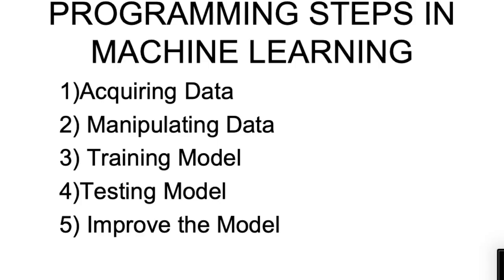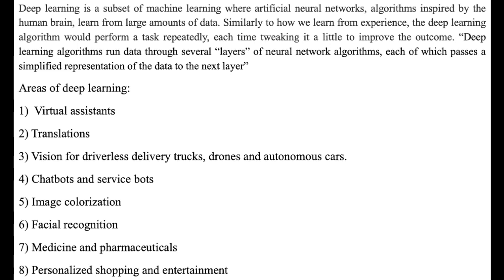Now next, we are going to discuss the programming steps in machine learning. There are multiple tasks. First, acquiring data. Second, manipulating data. Third, training the model. Fourth, testing the model. Fifth, improving the model. Right?